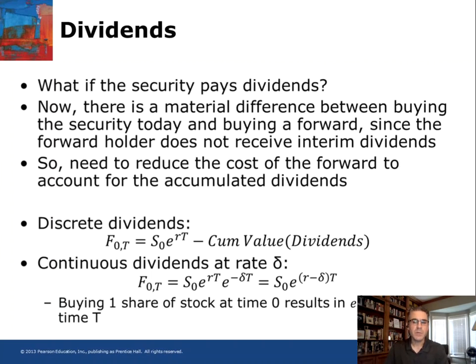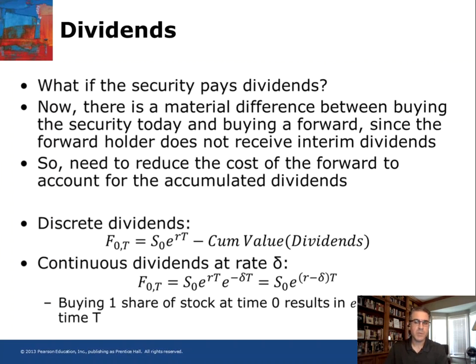To make this a fair deal, we reduce the forward cost of the security by the value of the interim dividends accumulated at the risk-free interest rate until the end of the period. For discrete dividends, as most are in the real world, you would take each individual dividend and accumulate it at interest until the end of the period.